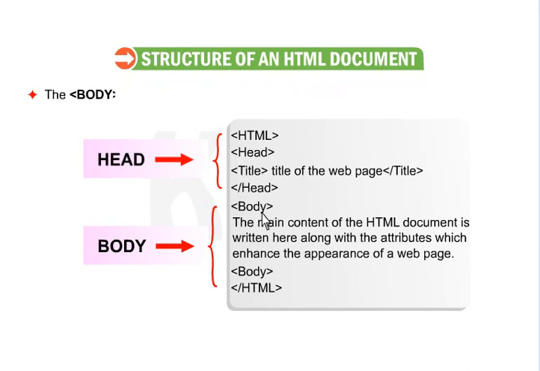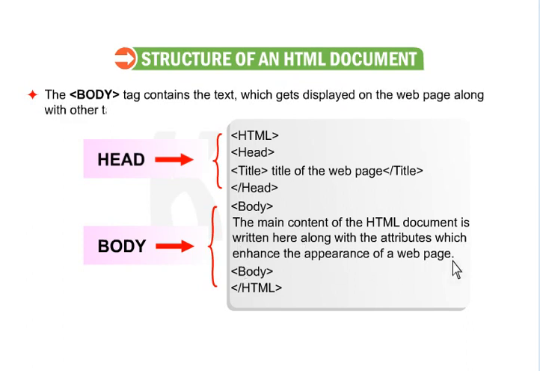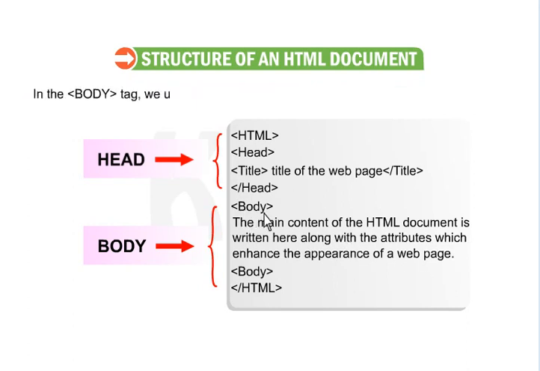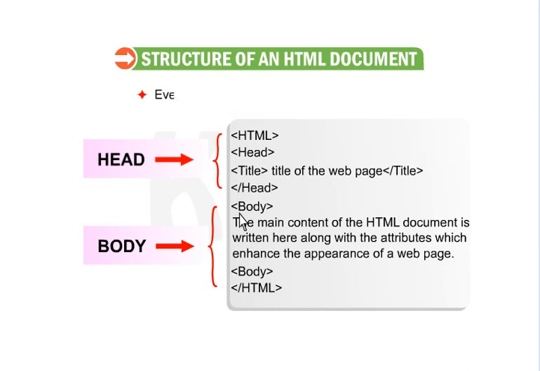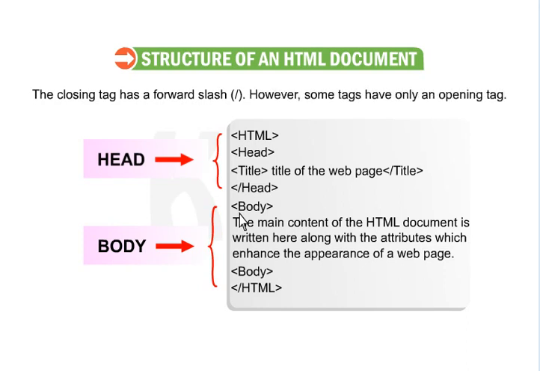It contains no text within itself. The body tag contains the text which gets displayed on the web page along with other tags and attributes. In the body tag, we use formatting elements, images, heading, list, etc. to enhance the appearance of a web page. Every opening tag must have an ending tag. The closing tag has a forward slash. However, some tags have only an opening tag.